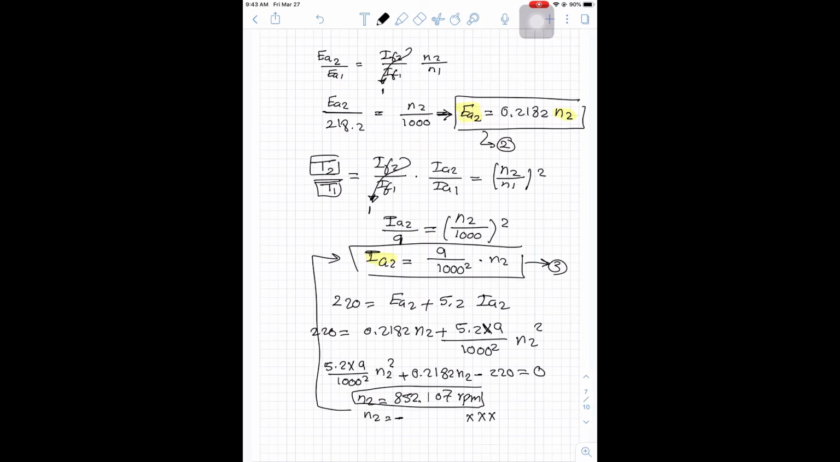So here we have the speed N2. We accept the speed in the range between 0 and 1000 RPM. The other value is negative, that's why we rejected it. And this problem shows how we can do speed control using armature resistance. This technique is not recommended because it increases your losses. So I will stop the lecture here and we can continue.